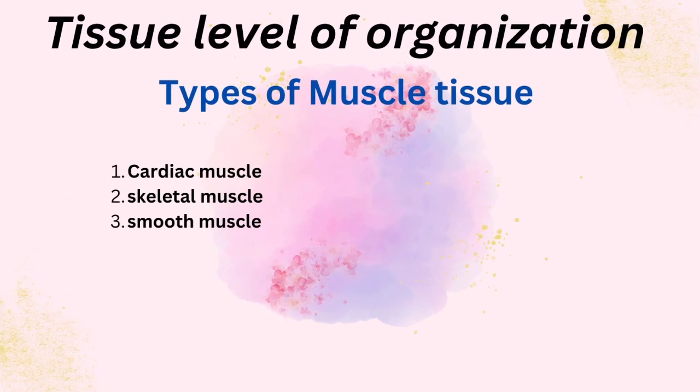Types of muscle tissue. First, cardiac muscle. Second, skeletal muscle. Third, smooth muscle.